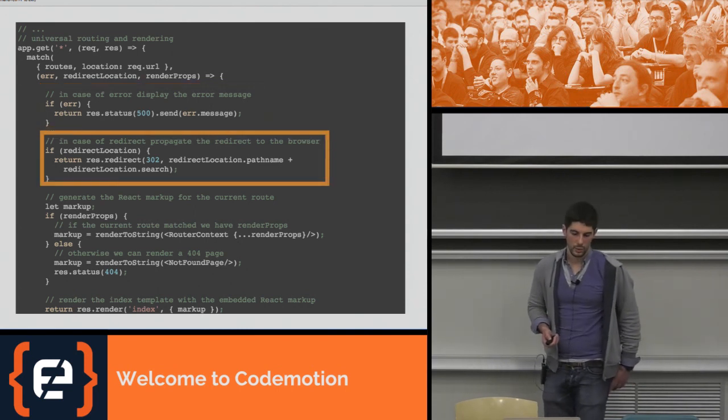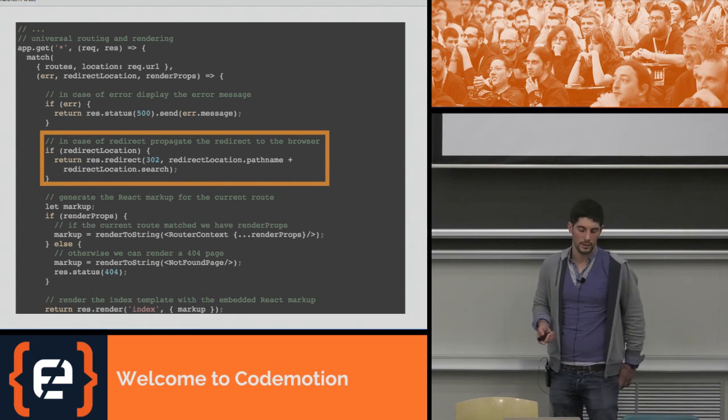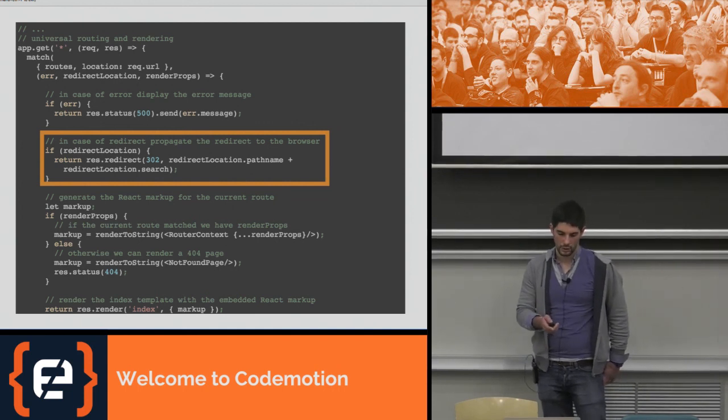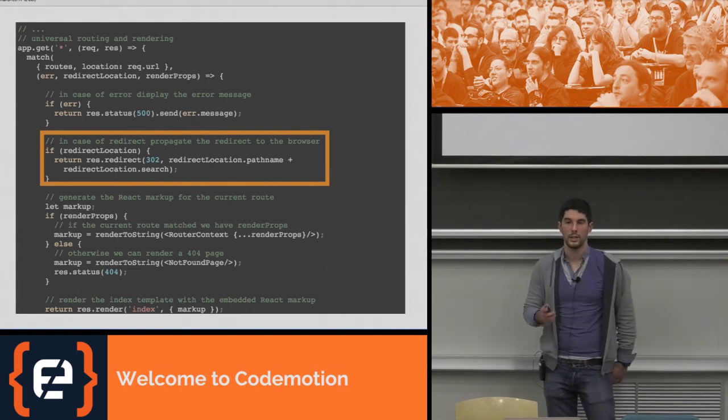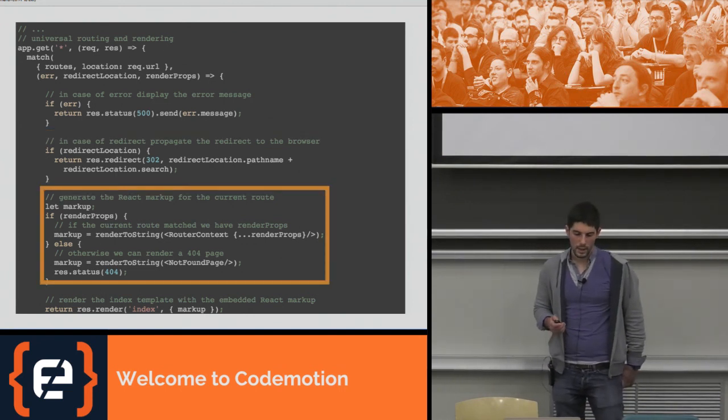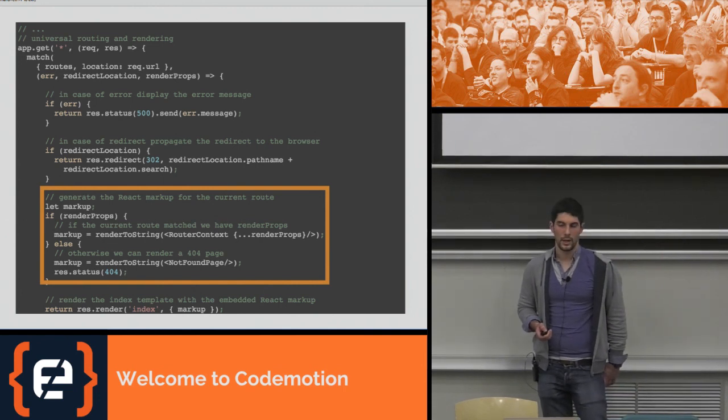Then the second case, which shouldn't really happen in our application, but in more complex applications can happen: if we have a redirect in the React routes, let's say we want to map an old URL to a new one, we go to this case. We are going to have a redirect location attribute, and we need to use that to return a proper 302 code back to the browser with the URL it needs to go to.